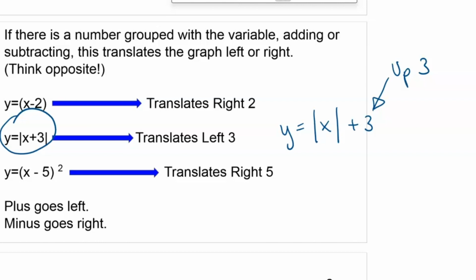And then on the last example, we have x minus 5 squared, so that's going to move that graph right 5. Again, if it was the other one that we talked about, we would have x squared and then minus 5. That is not grouped in with the x, so that's when we would go down 5. So if the number is adding or subtracting and it's not grouped together with the x, then that's up and down. If the number is grouped in with the x, then that would be left and right. And remember, with left and right, we think opposite.